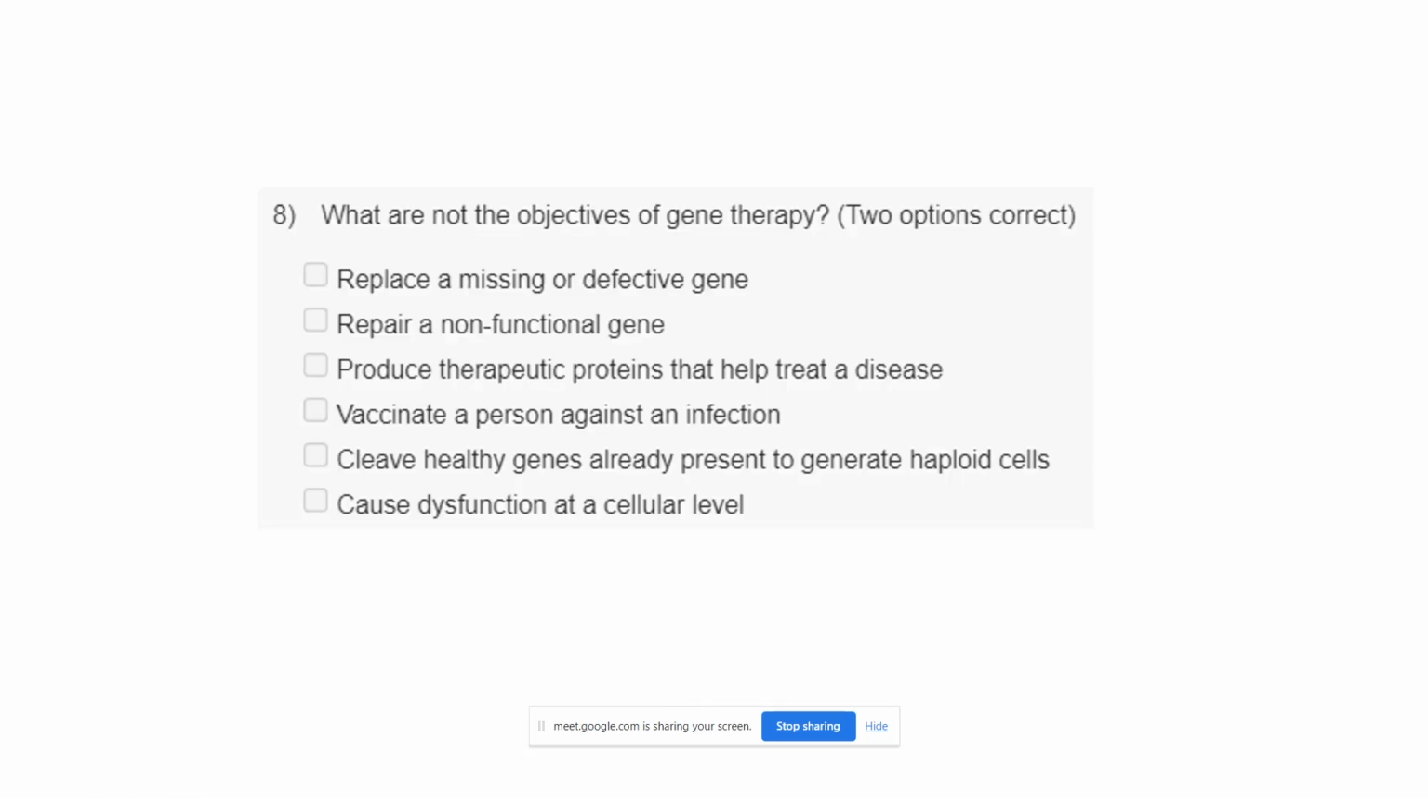Okay, so here is the next question. What are not the objectives of gene therapy? You have to select two correct options. Replace a missing or defective gene, repair a non-functional gene, produce therapeutic proteins that help treat a disease, vaccinate a person against an infection, cleave healthy genes already present or generate haploid cells, cause dysfunction at a cellular level. You have to select two correct options. What are not? Last two options. Okay. Yeah, option 5 and 6. Okay.